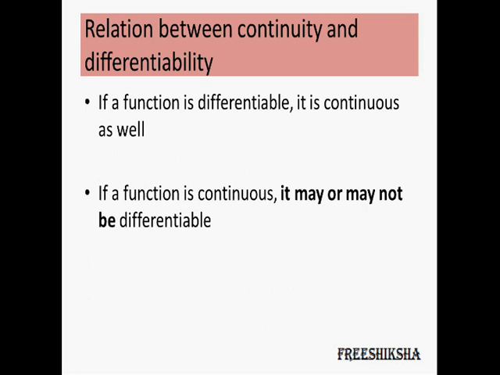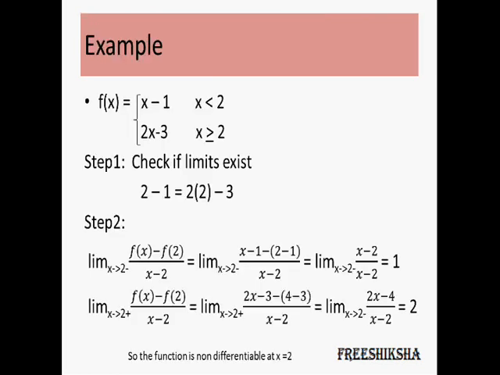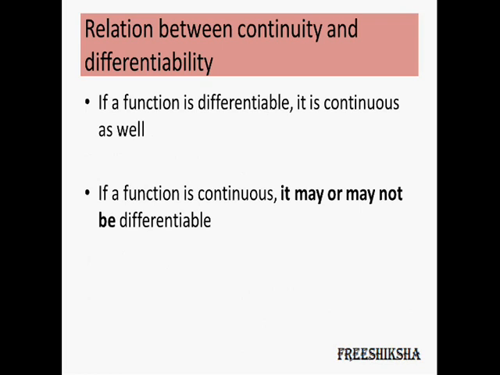Then you have the relation between continuity and differentiability. We have already stated that, but let me remind you one more time. If a function is differentiable, it is continuous as well. That's proved, because we have already seen that the condition of differentiability itself is that the function has to be continuous first. So if it is differentiable then obviously it is continuous, but if the function is continuous it may or may not be differentiable. As we saw in this example, the function was continuous but it's not necessary that it is differentiable as well. So you will have to check that. So this is the relationship between continuity and differentiability.